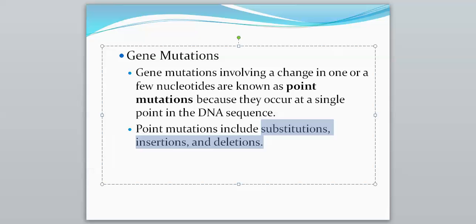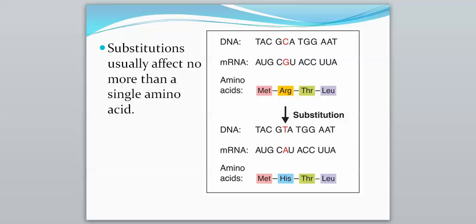We'll take a look at substitutions to begin, and they usually affect no more than a single amino acid. If we look over here on the right, our DNA should have a C and a G right here, and then when our substitution occurs, we get a T instead of an A, so that gives us one different amino acid, which usually is not that big of a deal. Substitution is just the changing of one single base.